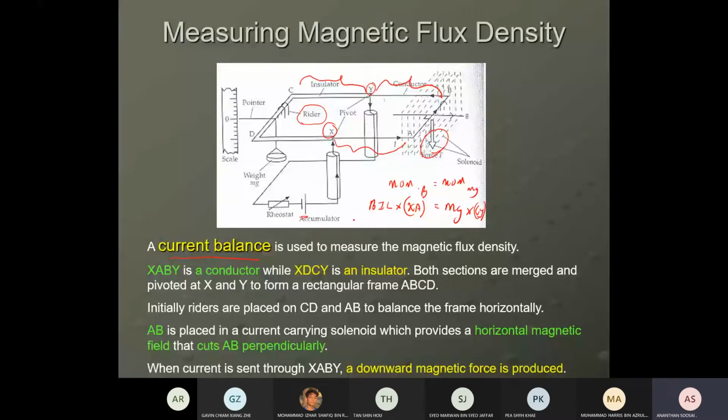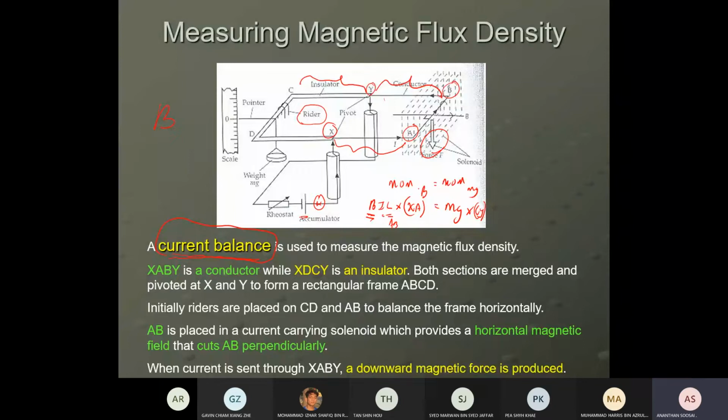So we use this concept to work out the B. We put an ammeter here, or milliammeter, and we can calculate the I. L, which L do you use here? The length of the conductor. Where's the length of the conductor? AB is the length of the conductor. So with XA, you can work out the B. This is the concept used by the current balance to calculate the magnetic field strength of any magnetic field.